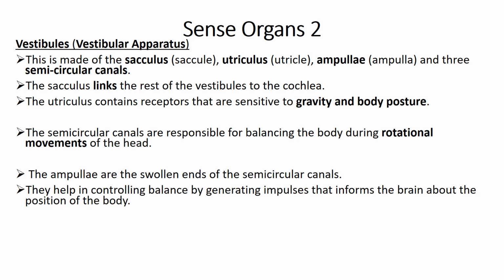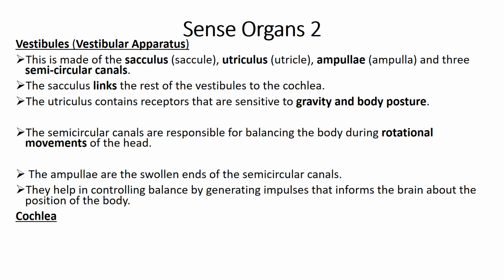So the ampullae help in controlling balance by generating impulses that inform the brain about the position of the body. These ampullae are the ones that generate impulses, and then they inform the brain about the position of the body, and the brain will know what to do.